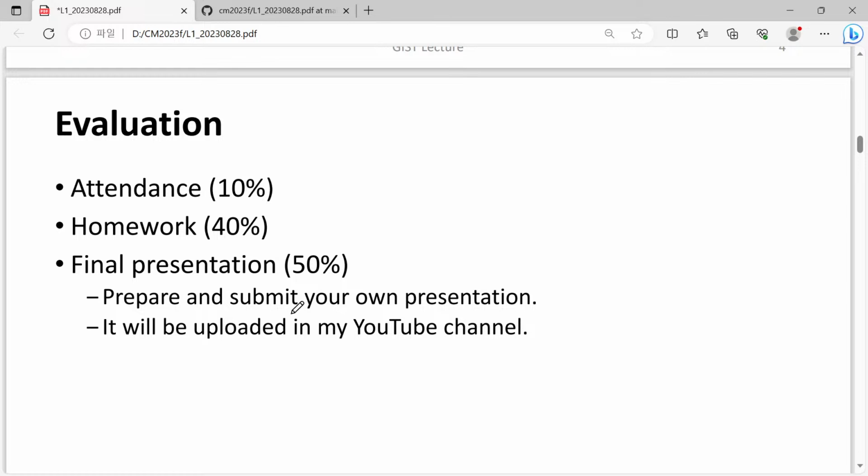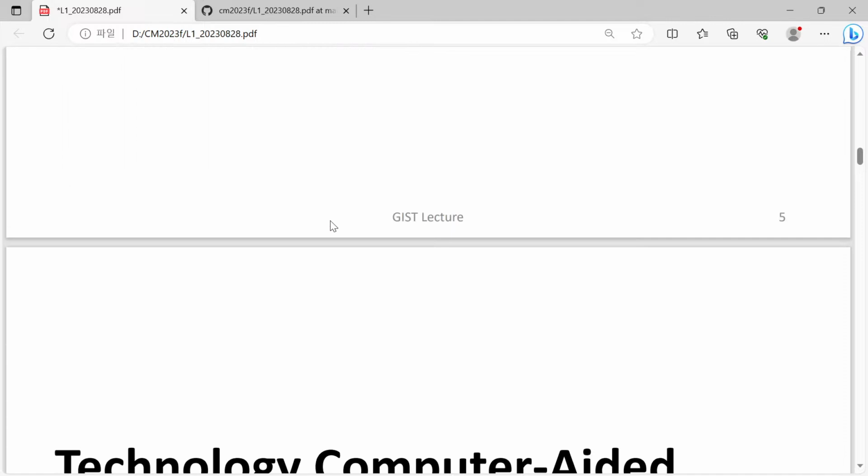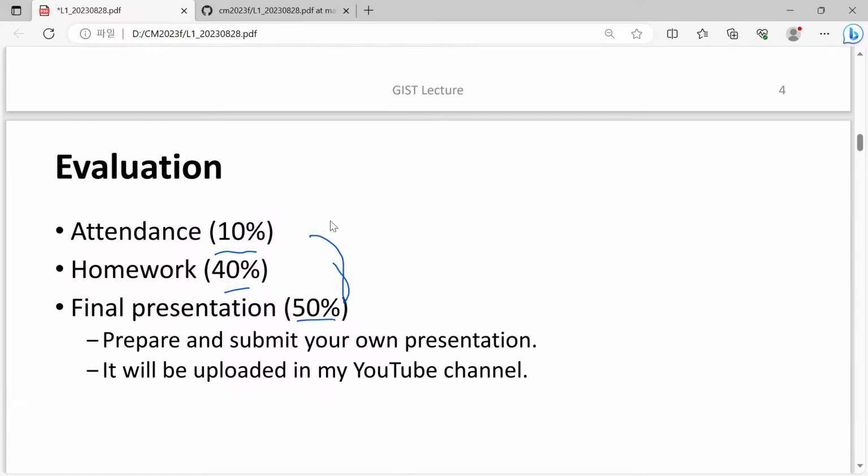Okay. I also wanted to say that the ratio between these 10%, 40%, 50% weighting factors is slightly modified from our original syllabus. However, more or less these weighting factors will be obeyed in our semester. Okay, and what else? I think that's all for our admin stuff. So do you have any questions for me?